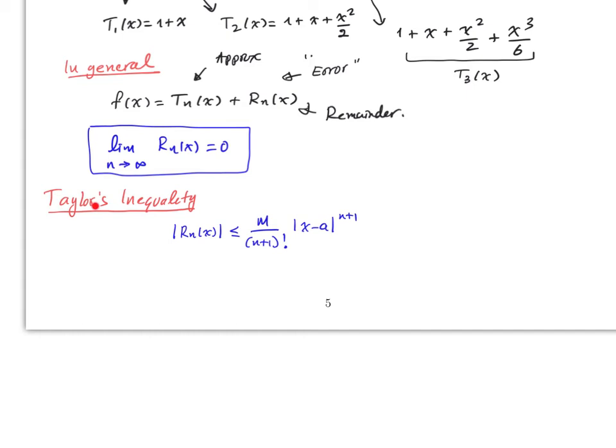And from there we get the formula called Taylor's inequality, which says the following: that the remainder always has to be less than or equal to M divided by (n plus 1) factorial times |x minus a| to the n plus 1, where M is such that the (n plus 1) derivative, which is the next derivative evaluated at some point, has to be less than or equal to M. So technically the (n plus 1) derivative has to be bounded, which is the case.